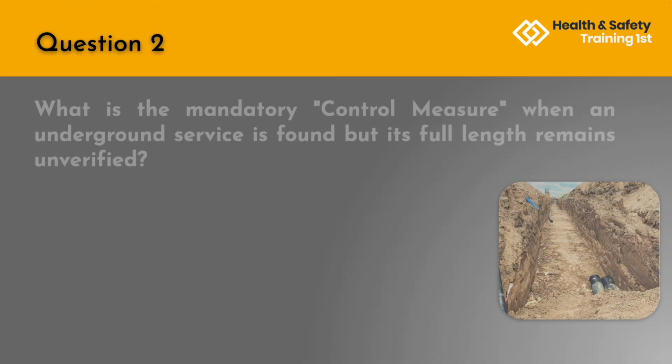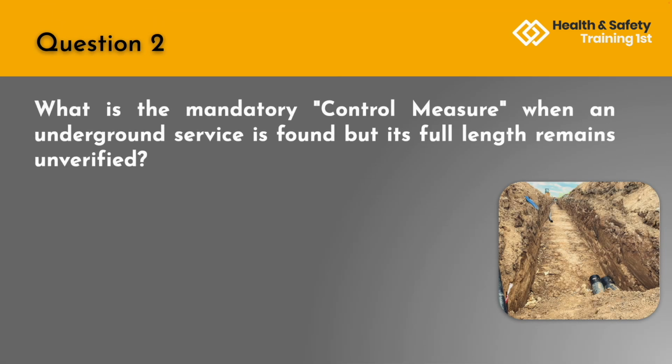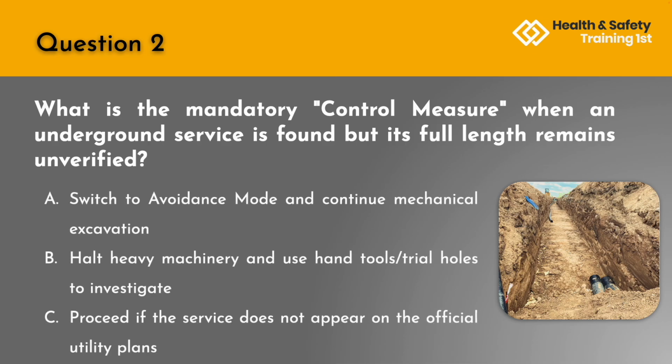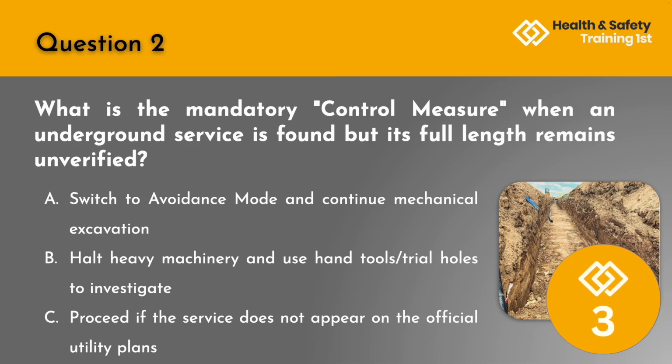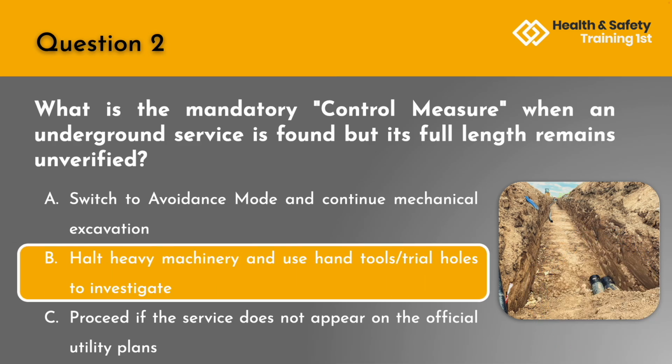Question 2. What is the mandatory control measure when an underground service is found but its full length remains unverified? A. Switch to avoidance mode and continue mechanical excavation. B. Halt heavy machinery and use hand tools or trial holes to investigate. Or C. Proceed if the service does not appear on the official utility plans. The correct answer is B. Halt heavy machinery and use hand tools or trial holes to investigate.